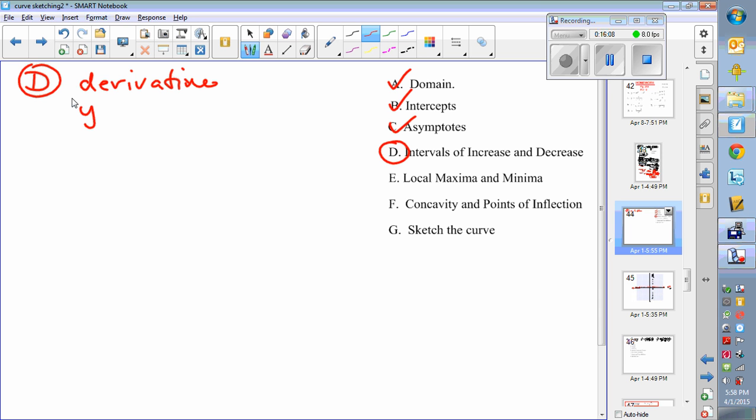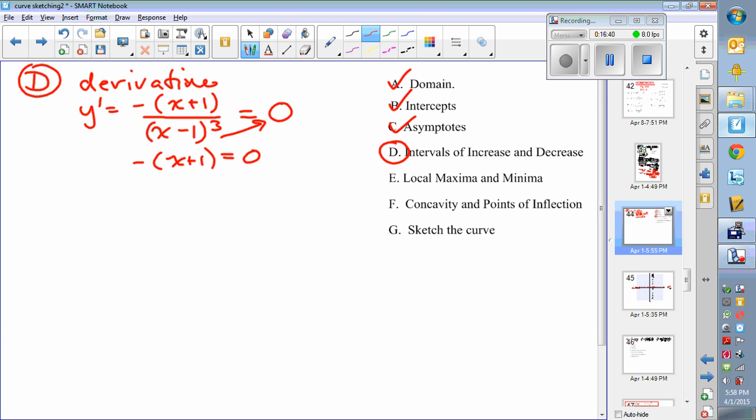Okay, so we need that derivative. The y prime, if you recall, we got this at the beginning, was negative bracket x plus 1 over x minus 1 cubed. And what you're doing with intervals of increase and decrease, you're looking for where the derivative is positive and where it is negative. So we need to know where it's equal to 0. So we set this equal to 0 to find critical points. We take that up and multiply. You get negative bracket x plus 1 equals 0 because the denominator is gone. Divide by negative 1 both sides. 0 absorbs that, so you get x plus 1 equals 0. So you get x equals negative 1.